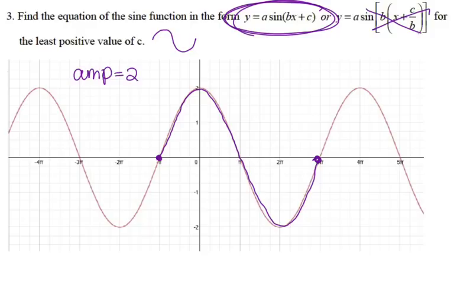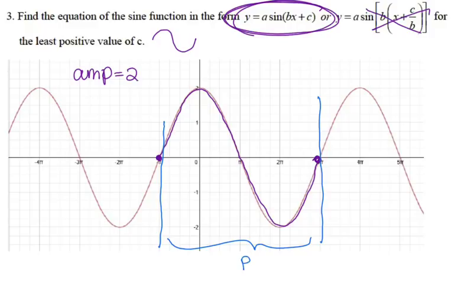The period is the length of one full cycle. So here is your full cycle going from here to here, and that is going from -π to 3π, so that distance right there represents the period, which if I look all the way across is going to be 4π. So the period is 4π. Now your period is used to solve for b.